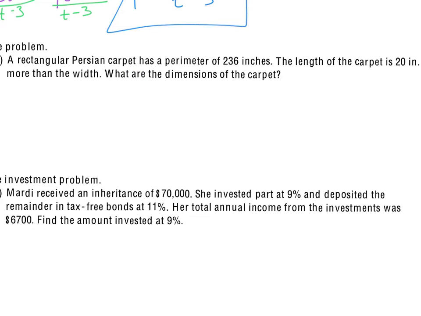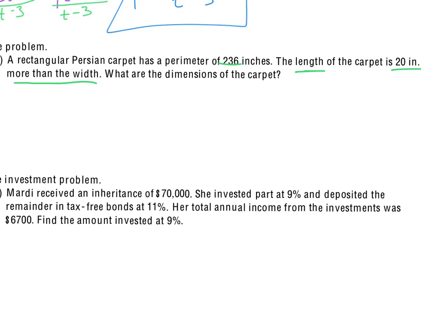Alright, with problem number 8, we get into our word problems. Here we just have a rectangular Persian carpet that has a perimeter of 236 inches. The length of the carpet is 20 inches more than the width. So again, make sure you don't just use 20 inches there. And they want us to find the dimensions, so both the length and width for the carpet.